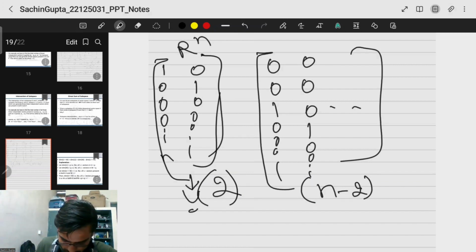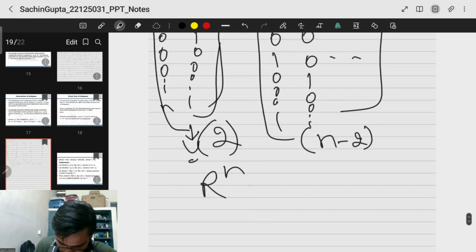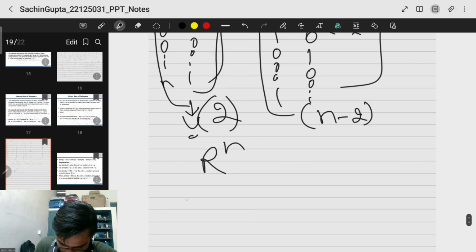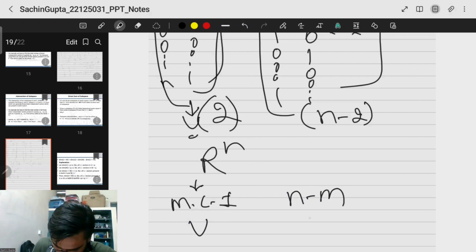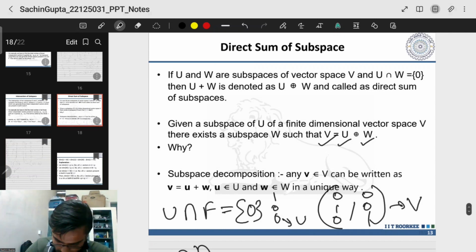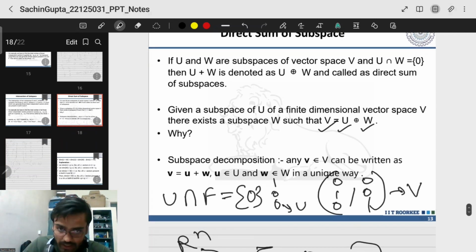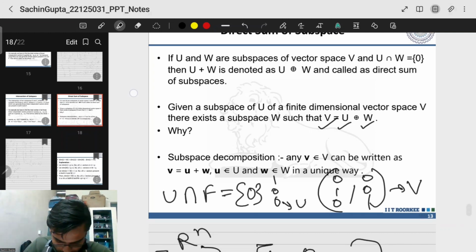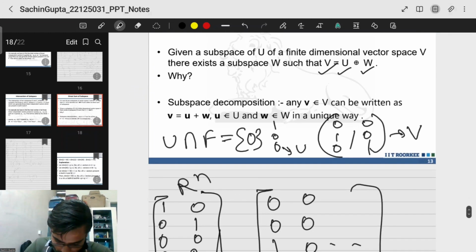So we can generalize this for R^n dimensional. If m linearly independent vectors are there in U, then n minus m are present in W, and so we can always write V as a direct sum of two other subspaces. Similarly, we can also do subspace decomposition.